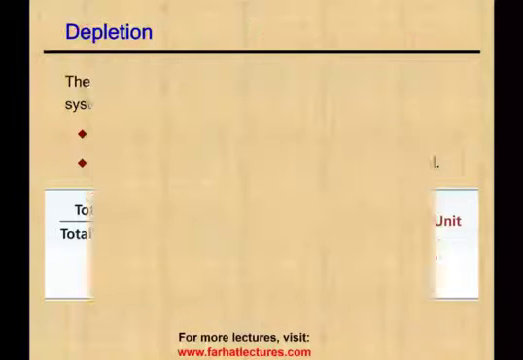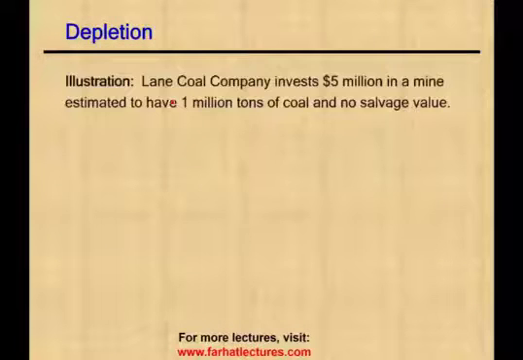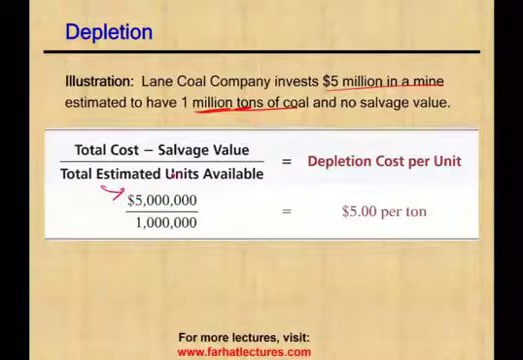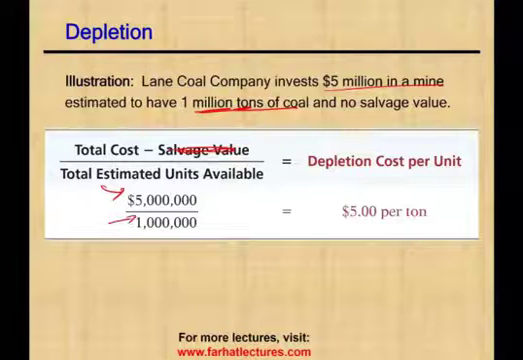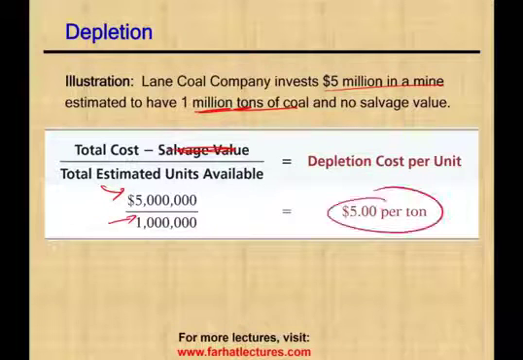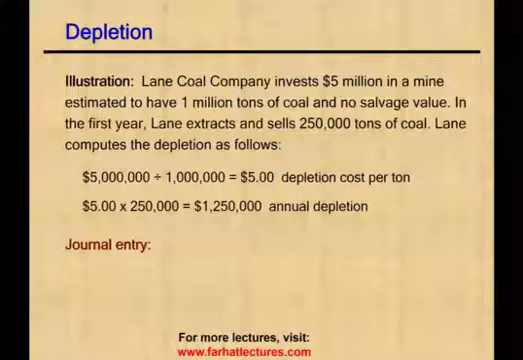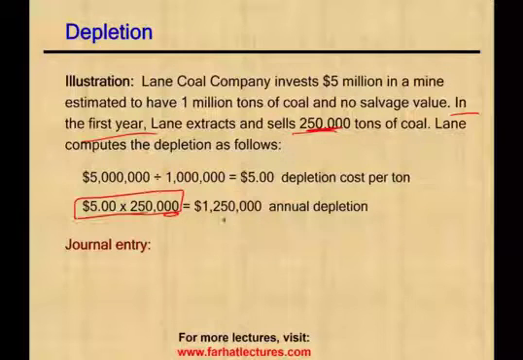So let's take a look at this. A local coal company invests $5 million in a mine estimating to have 1 million tons of coal. So this is not oil, this is coal. They invested 5 million, there is no salvage value, and they're going to extract 1 million tons of coal. Therefore, the depletion base is $5 per ton. So every ton we extract from the coal is going to be $5 per ton. Let's take a look at this example. In the first year, we extracted 250,000 tons. So we take 250,000 multiplied by 5, and our annual depletion is 1,250,000.